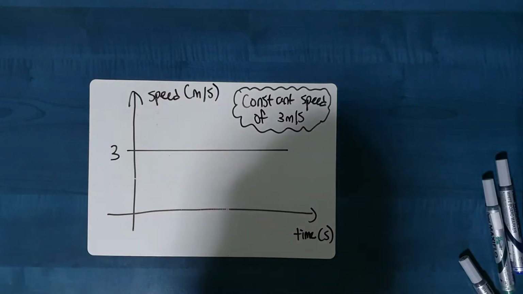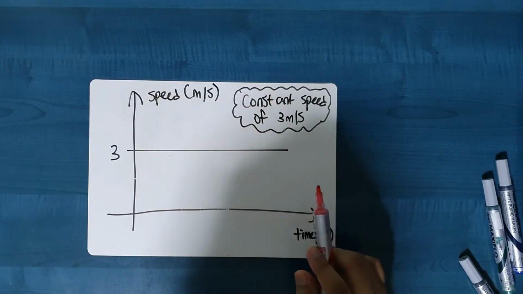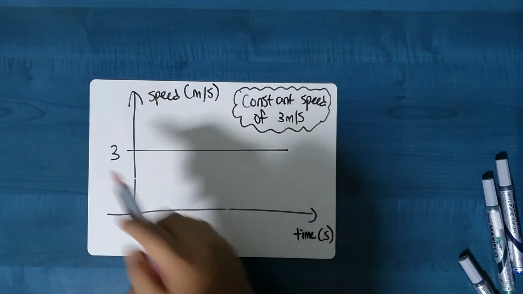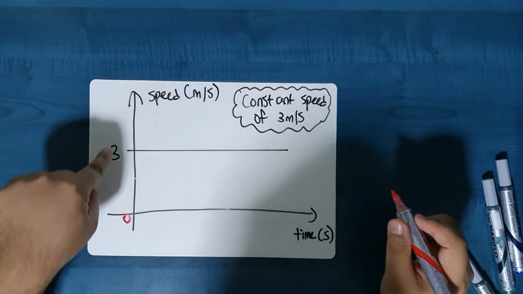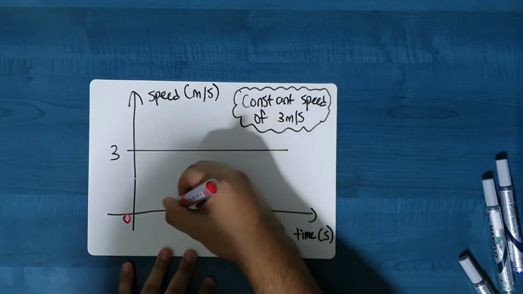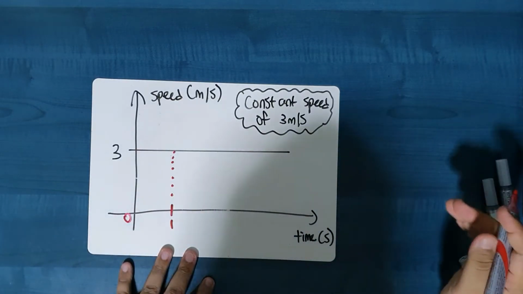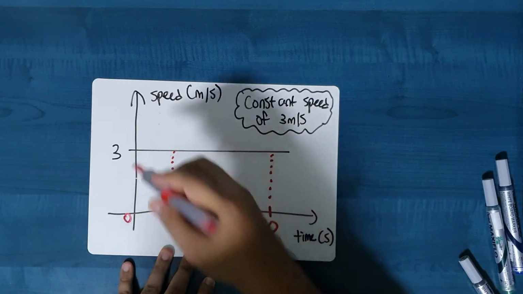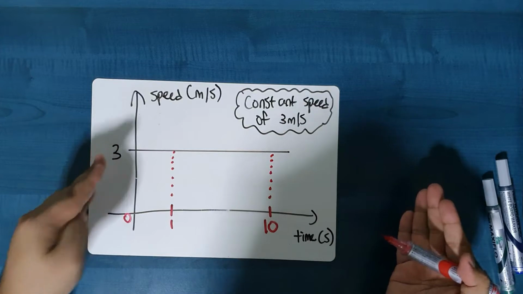This represents an object moving at a constant speed of 3 meters per second. What is constant? Constant means the value never changes. Now look at the graph. When time is 0, the speed is 3. When time is 1, the speed is still 3. When the time is 10, the speed is 3. So, as time passes, the speed does not change.